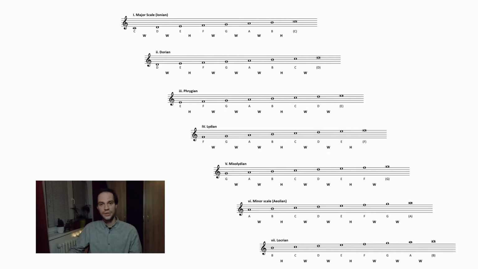We have the major scale, which is called Ionian. We have the Dorian scale, or the Dorian mode. We have the Phrygian mode. We have the Lydian mode, the Mixolydian mode, the Aeolian mode, which is natural minor, and we have the Locrian mode.